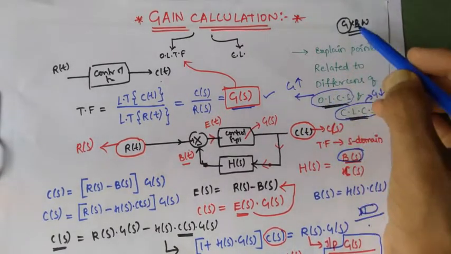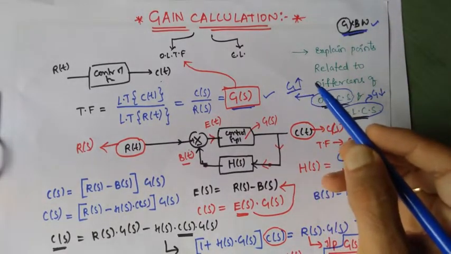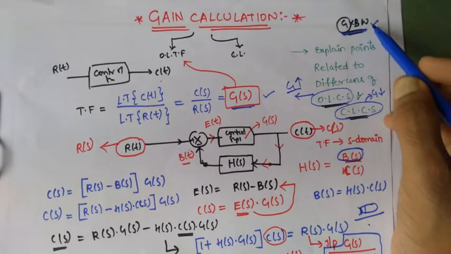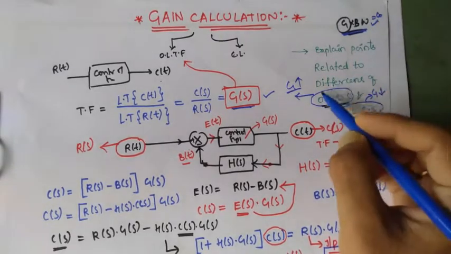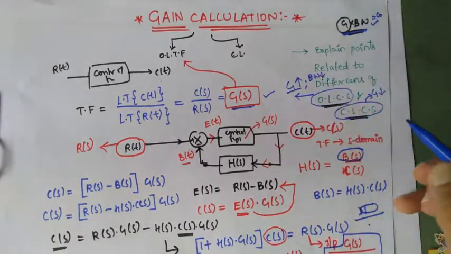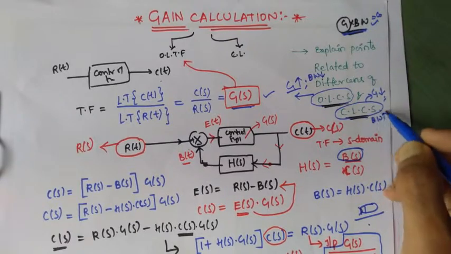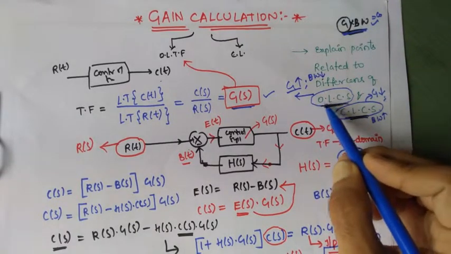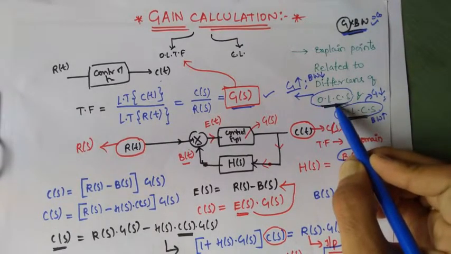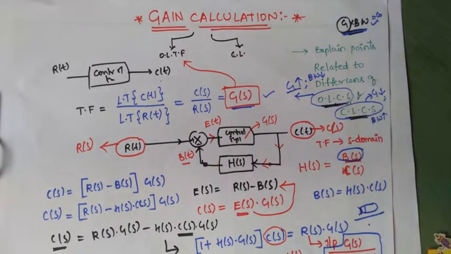From the gain bandwidth product, you can say as gain is more, to keep the gain bandwidth product constant, the bandwidth should be less. So the remaining two differences that were not discussed there can be covered in this topic. Bandwidth will be more for closed loop control system and less for open loop control system, and gain is more for open loop control system and less for closed loop control system.